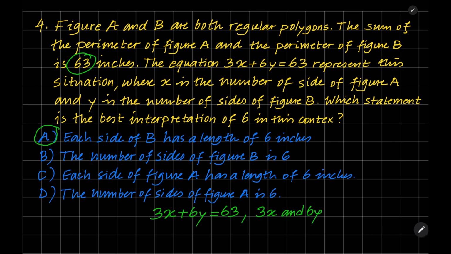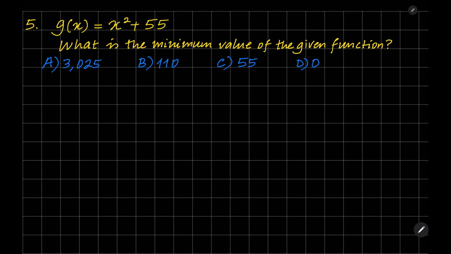Each side of B has a length of 6 inches. Now let's go to the next question. Question 5. g of x is equal to x squared plus 55. What is the minimum value of the given function?